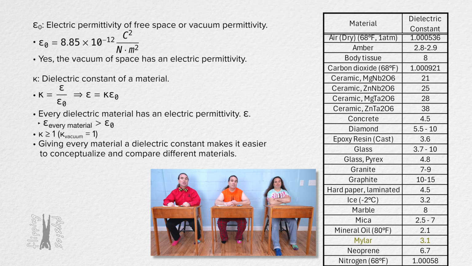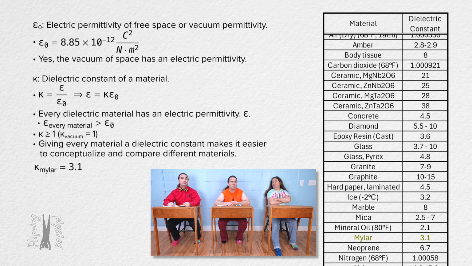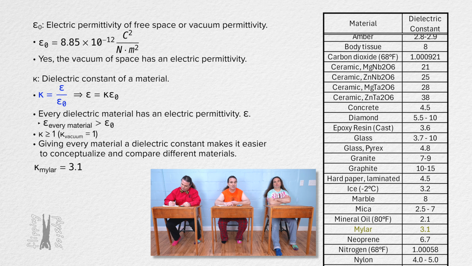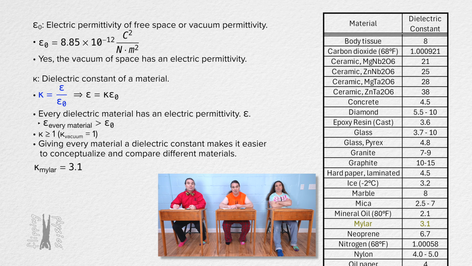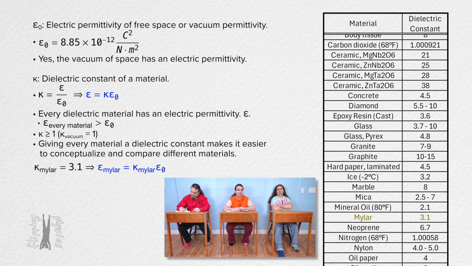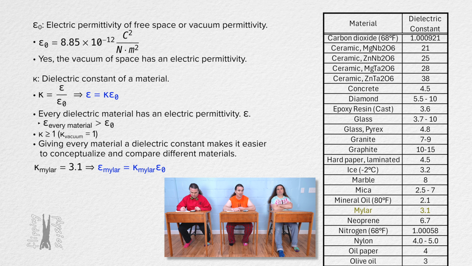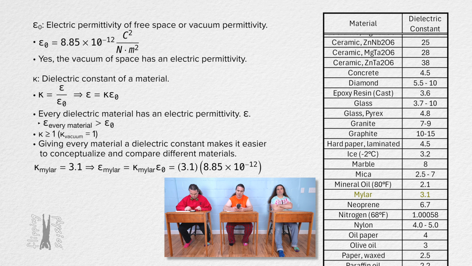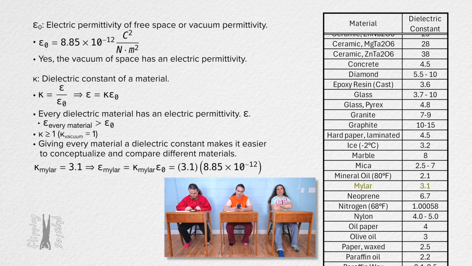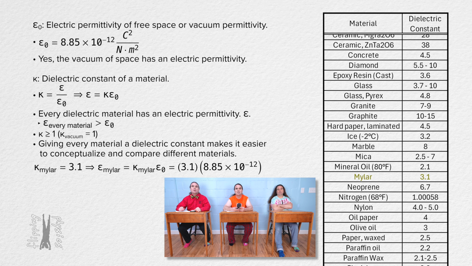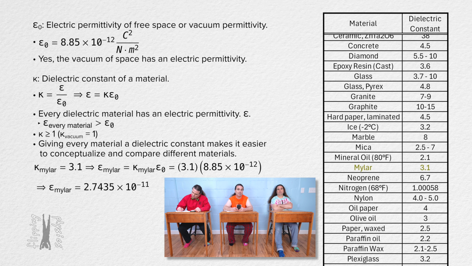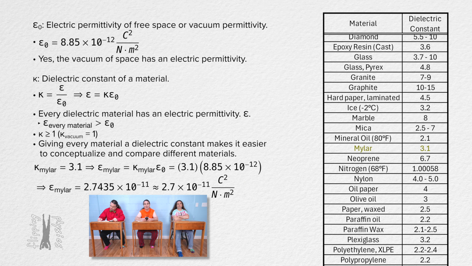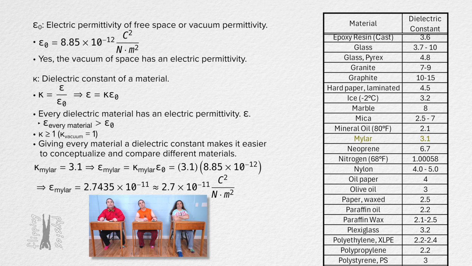Okay. Bobby, please determine the electric permittivity of Mylar. Okay, from the table, we know the dielectric constant of Mylar equals 3.1, and the dielectric constant of a material equals the electric permittivity of the material over the electric permittivity of free space. That means the electric permittivity of Mylar equals the dielectric constant of Mylar times the electric permittivity of free space. That means it equals 3.1 times 8.85 times 10 to the negative 12, which is 2.7435 times 10 to the negative 11, or with 2 sig figs, roughly 2.7 times 10 to the negative 11 Coulomb squared over the quantity newtons times meters squared.